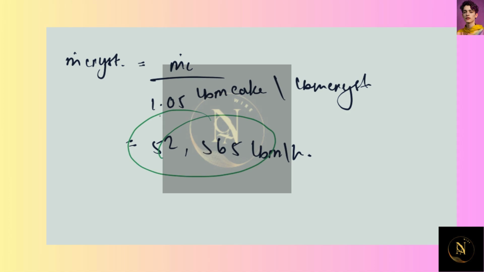So the flow rate of the water we can find by doing a total balance around the system. So m.w is equal to 1,494 lbm per hour.